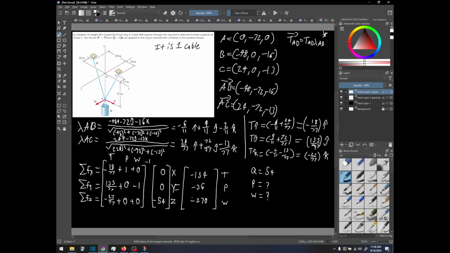Because the Z direction is going to look like this. Sum of the forces in Z equal -27 over 77 for those variables, right? T, P, W. Q is not a variable. I didn't even think about it. There's going to be 0P, 0W, but there's also going to be a positive 54 equals 0. And what you also don't see is secretly, that's T.